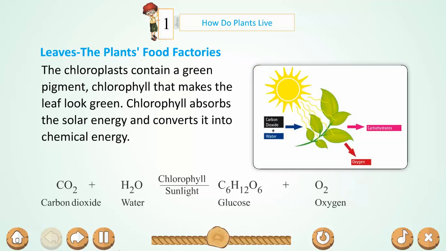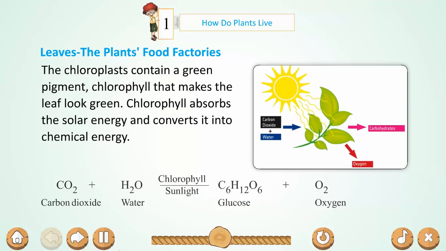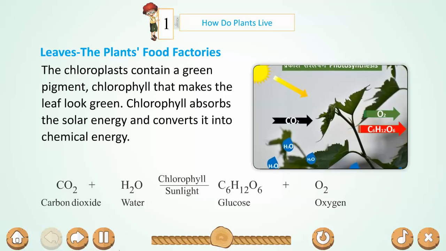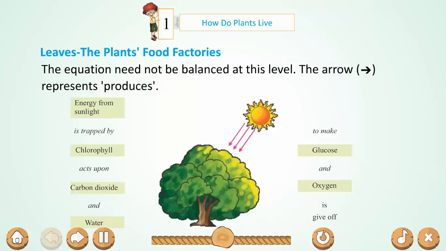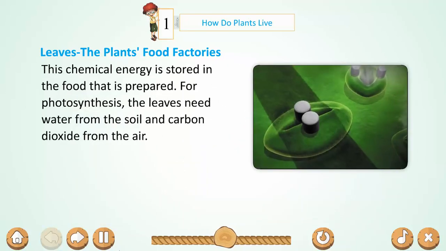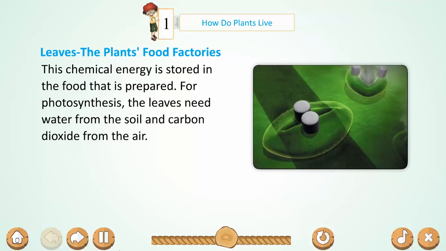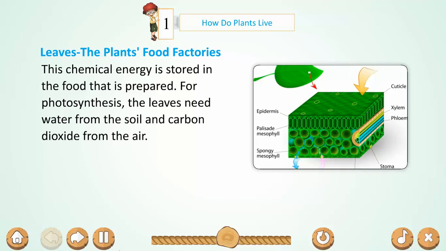CO2, carbon dioxide, plus H2O, water, in the presence of chlorophyll and sunlight, gives C6H12O6, glucose, plus O2, oxygen. The equation need not be balanced at this level. The arrow represents producers. This chemical energy is stored in the food that is prepared. For photosynthesis, the leaves need water from soil and carbon dioxide from the air.